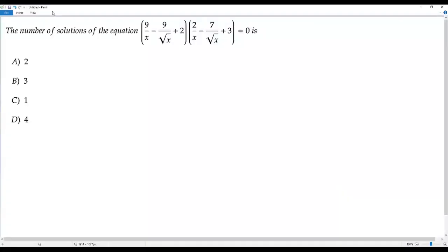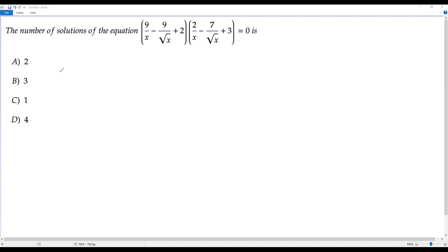Here we have IIT JEE Main's math problem. Okay, let's go to the question. The number of solutions of the equation (9/x − 9/√x + 2)(2/x − 7/√x + 3) = 0. Okay, so we have to find the number of solutions. Usually the number of solutions means we have to understand the number of real solutions for this equation.